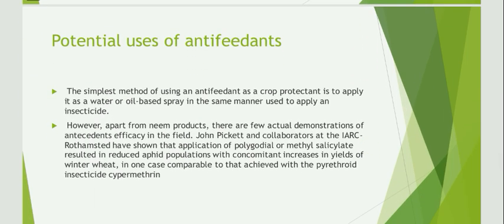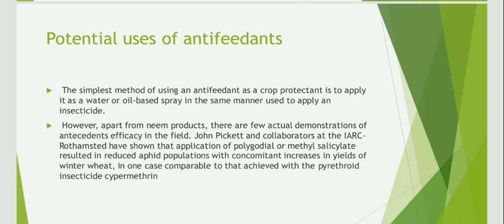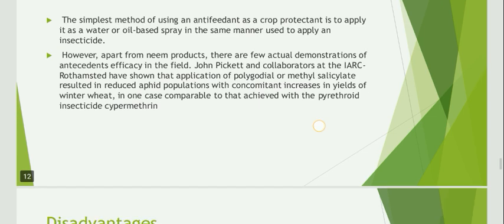Potential use of antifeedants. The simplest method of using an antifeedant as a crop protectant is to apply it as a water or oil based spray in the same manner used to apply an insecticide. However, apart from neem products, there are few actual demonstrations of antifeedant efficacy in the field. John Pickett and collaborators at the IACR have shown that application of polygodial or methyl salicylate resulted in reduced aphid populations with concomitant increase in yields of winter wheat, in one case comparable to that achieved with the pyrethroid insecticide cypermethrin.